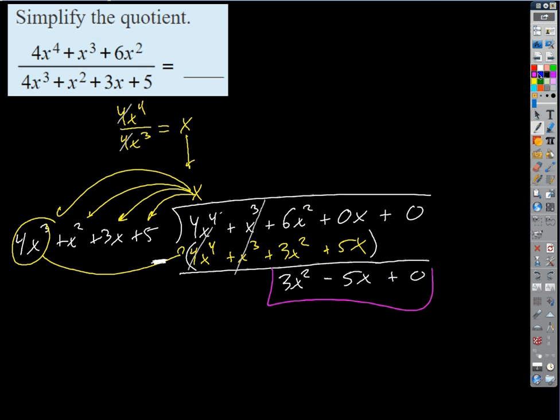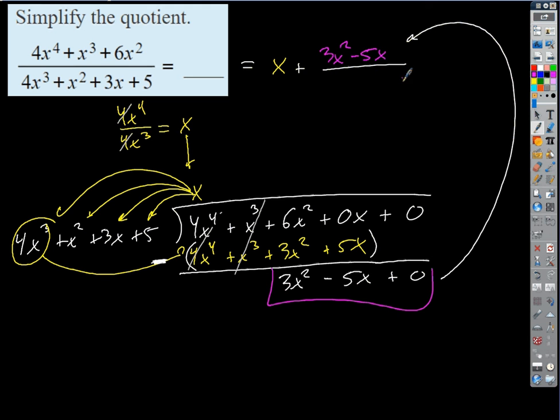So then what's the answer going to be? x plus 3x squared minus 5x. Yeah, so this whole thing equals x plus, here's our remainder, 3x squared minus 5x. Do I need to put the plus 0? No, not anymore, right? We're just writing the simplest form up there. Divided by this whole thing, whatever's on the denominator, because that's what remains over the denominator.